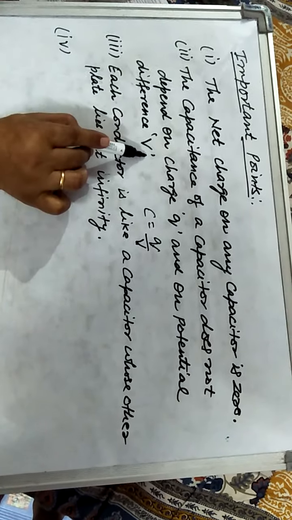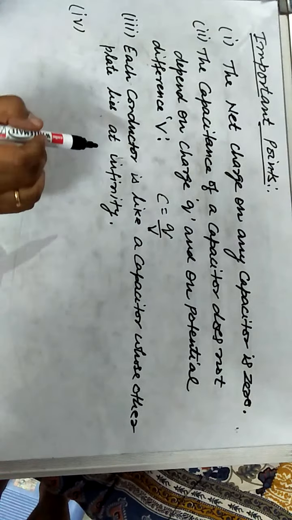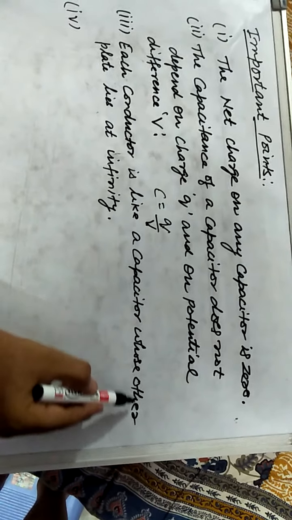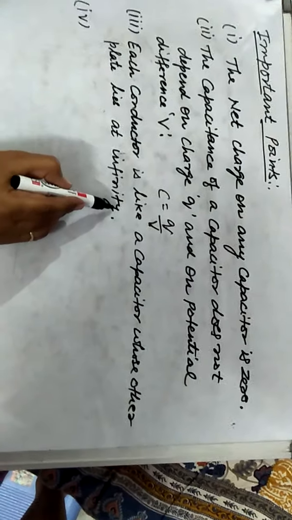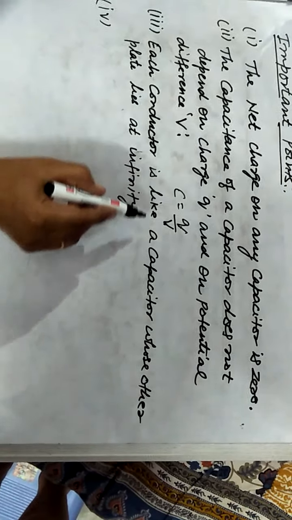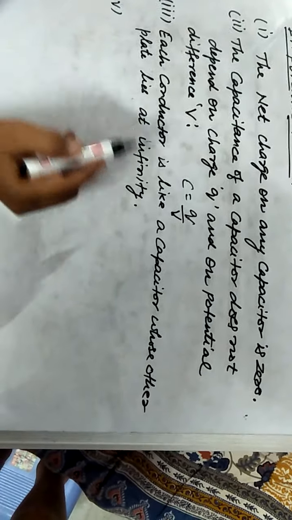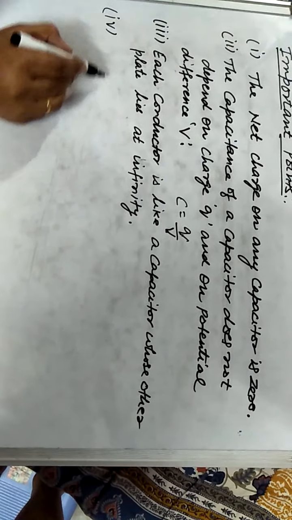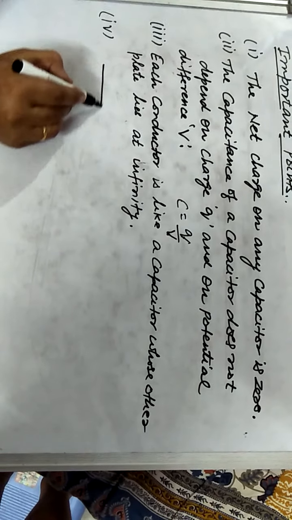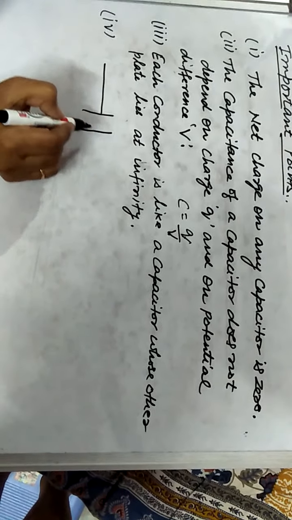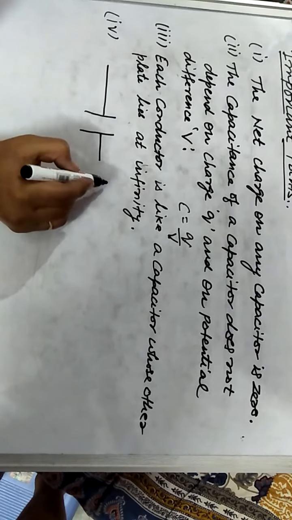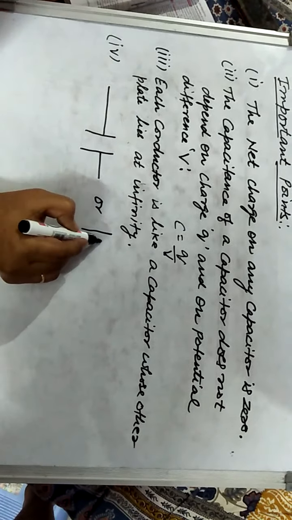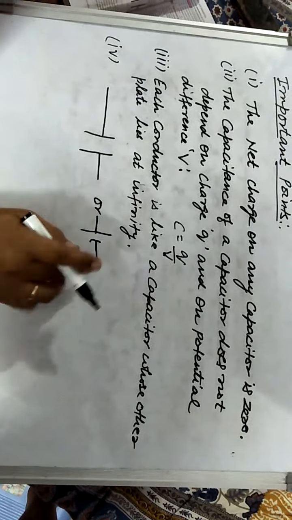Third point: each conductor is considered like a capacitor whose other plate lies at infinity. And fourth point: in any electrical circuit, the capacitor is denoted simply by two parallel lines, like this one, or in some books it is denoted like this one.